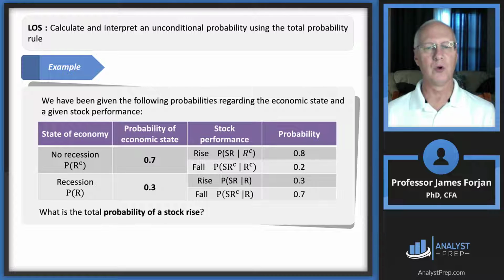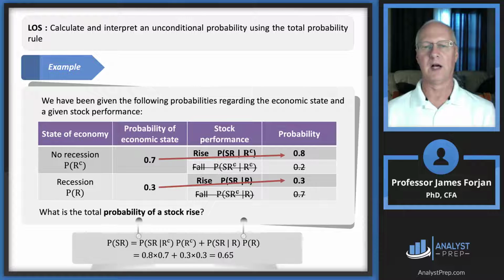So what is the total probability of a stock rise? So here we go. All we're going to do is take, this is really just a weighted average. So we're going to take the 80% of the probability of an economic state, right? So 80% of 70%, and then we're going to add to that the 30% times the 30% of the probability of that stock performance if it goes up, and then the probability of that economic state of 30%. So we get 65% there.